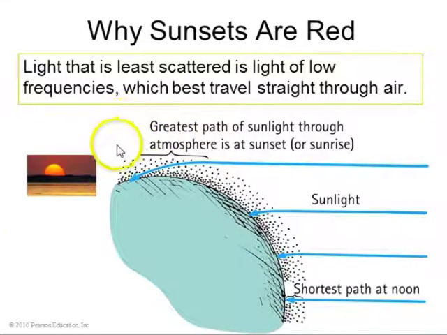Why are sunsets red? Well, it's the same kind of thing, except what you're doing here is you're looking at what was not scattered. Light that is least scattered is light of lower frequencies, like red or orange or yellow. And that travels better straight through the air. So if you're looking through a lot of air, like at a sunset, this greatest path of sunlight through the atmosphere, then the sun looks kind of red.